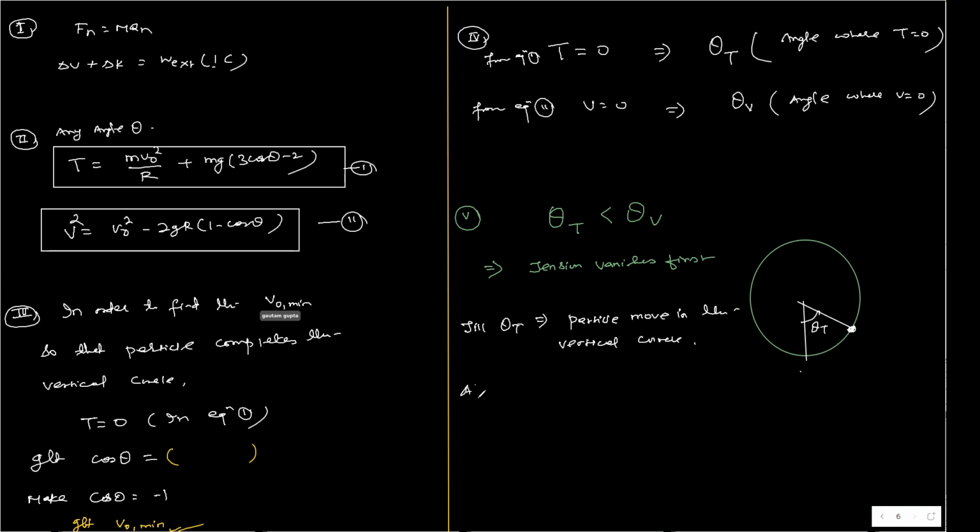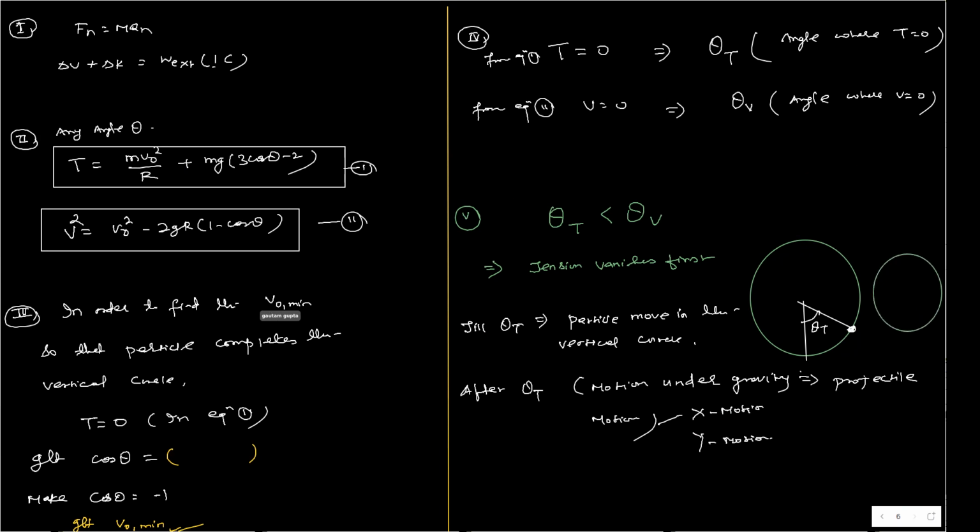But after theta t, it will be motion under gravity. And it is a two-dimensional motion under gravity, meaning projectile motion. So you know how to solve projectile motion. You have to write the x motion, the y motion, and the initial conditions, velocity, acceleration, all that. So this will be the trajectory. Let's say it happens here; in most cases this angle will come out to be an obtuse angle. When the particle reaches here, the tension has vanished.